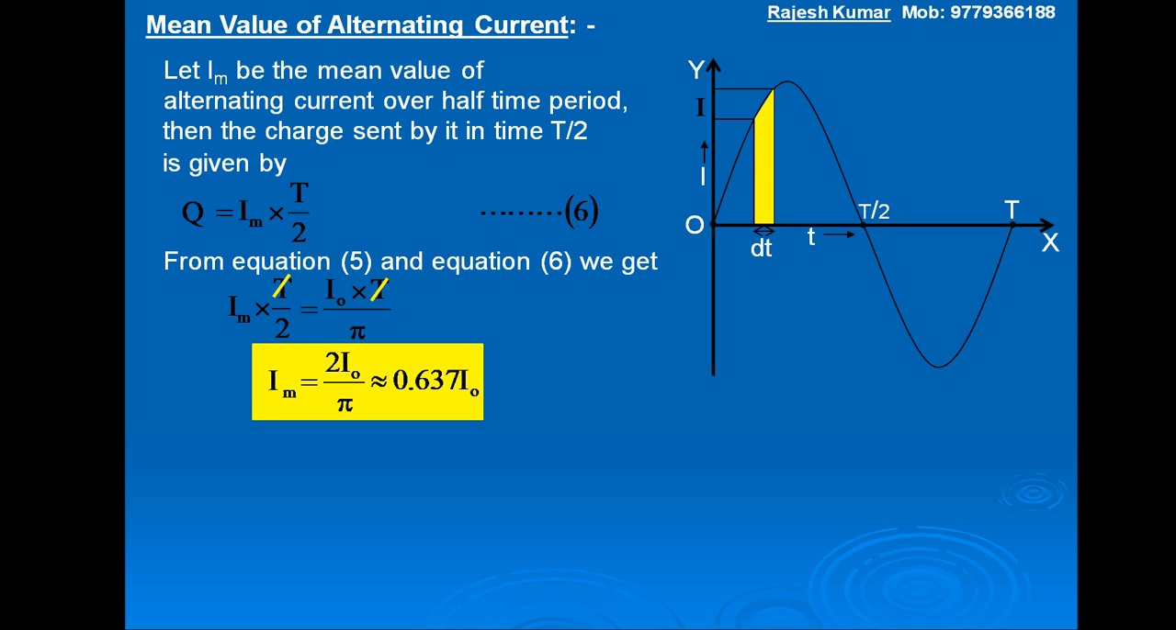So we can find the mean value of alternating current only for a half time interval, as for the full time interval its value is 0, and also the mean value of alternating current changes with the time taken.